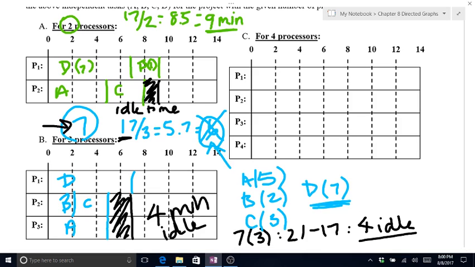Okay. All right, 4 processors. So we've got 17 minutes and we're dividing it between 4 processors. Okay, so that's 4.25. Again, it cannot be any lower than our largest task. So these, it's also going to take 7 minutes.